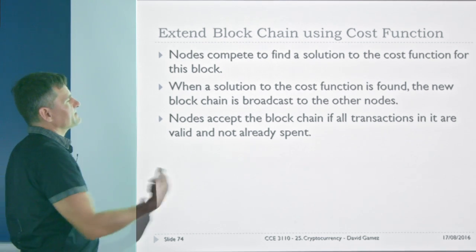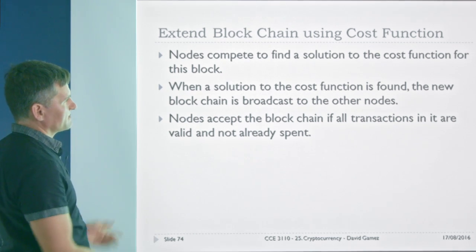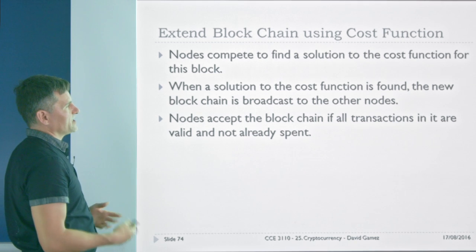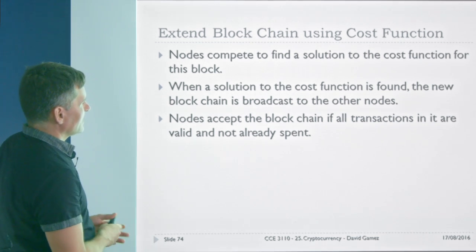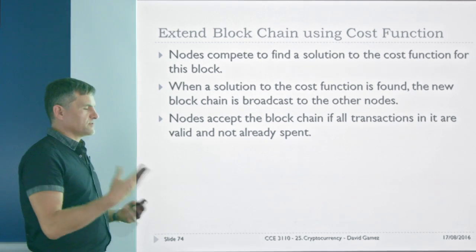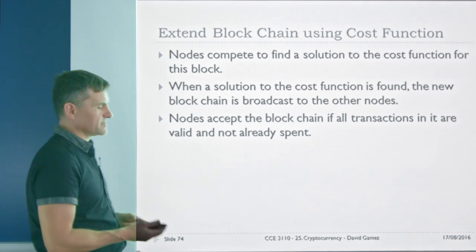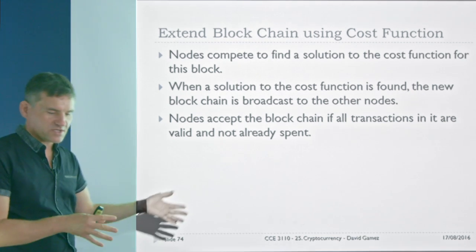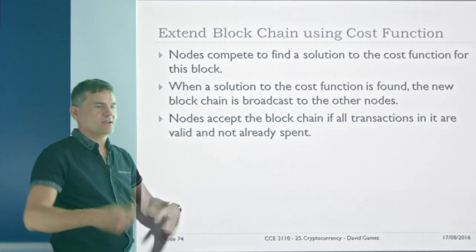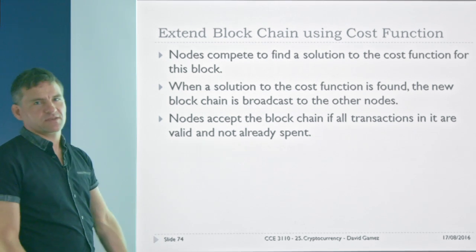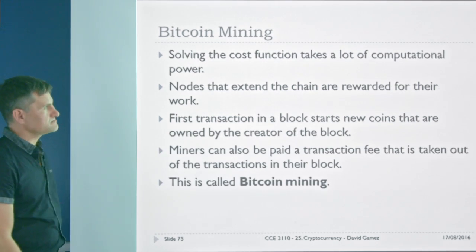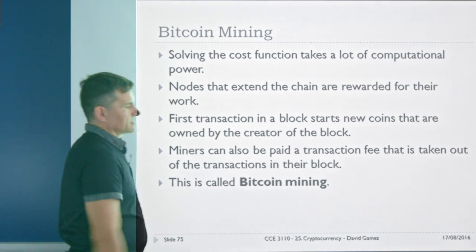So nodes are competing to find a solution to the cost function for this block. When they've found a solution, the new blockchain is broadcast to all the other nodes, and if all the transactions are valid and not already spent, and if the nonce is correct and does lead to the correct number of leading zeros, then we've added one block to the longest chain, we've extended the blockchain, and then all the nodes start working on the next block. So that's how it works.